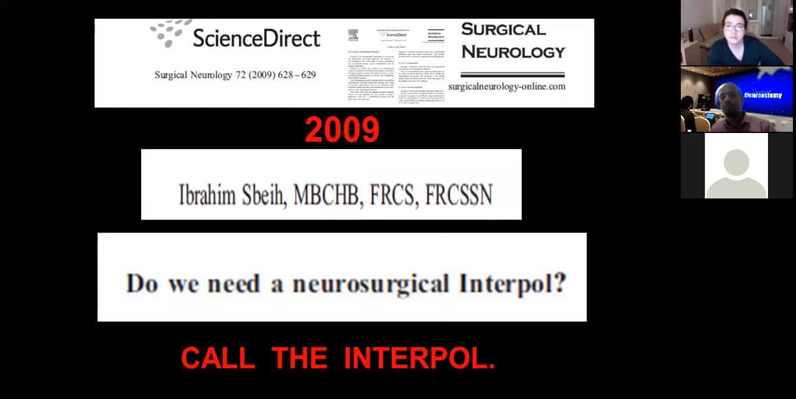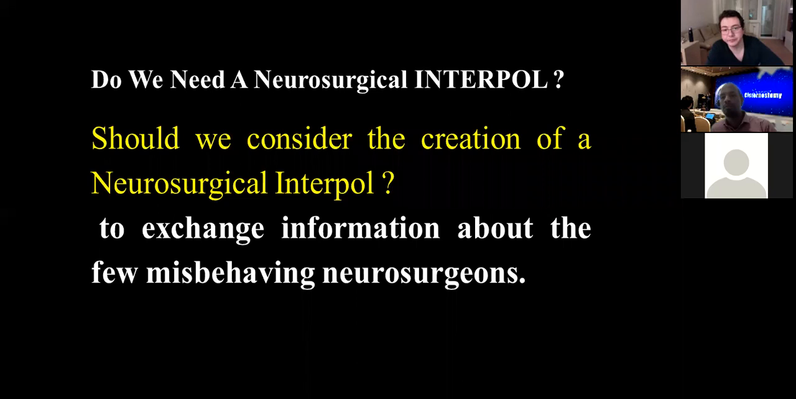So I produced this paper, published it in Surgical Neurology, and I called it, Do We Need a Neurosurgical Interpol? We have crimes, we have criminals, and we should point them out, because they are doing damage to our people. So call the Interpol if you see such a neurosurgeon. Yes. We should consider the creation of a neurosurgical Interpol to exchange information about criminal neurosurgeons.